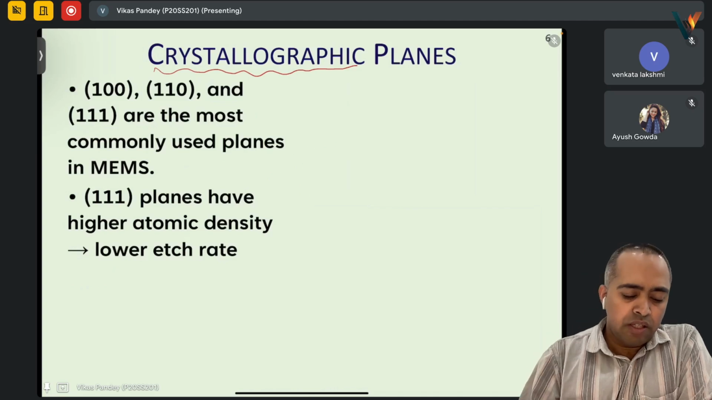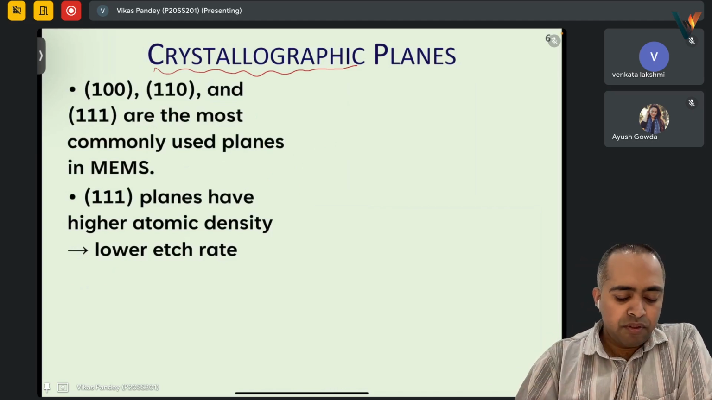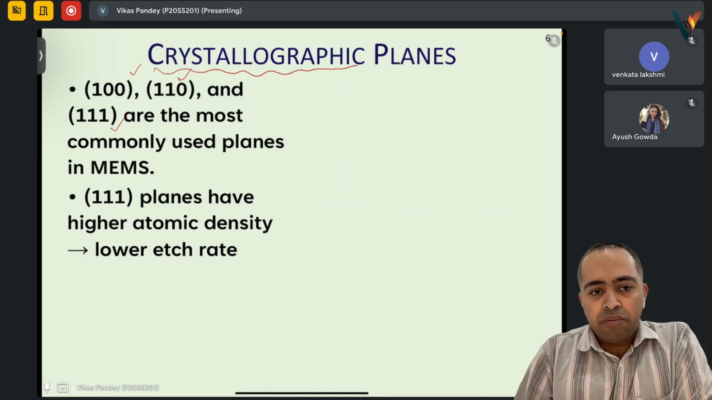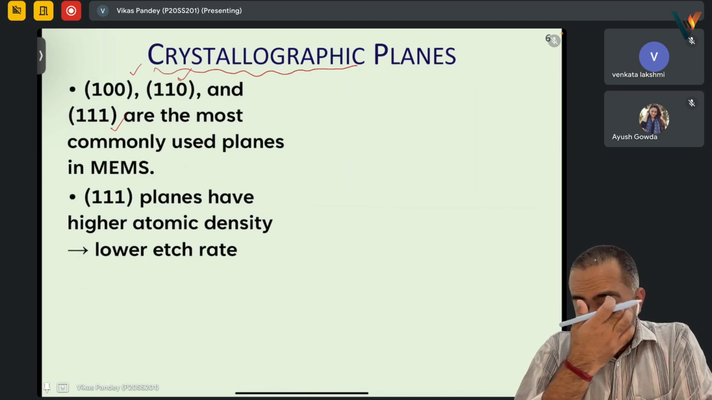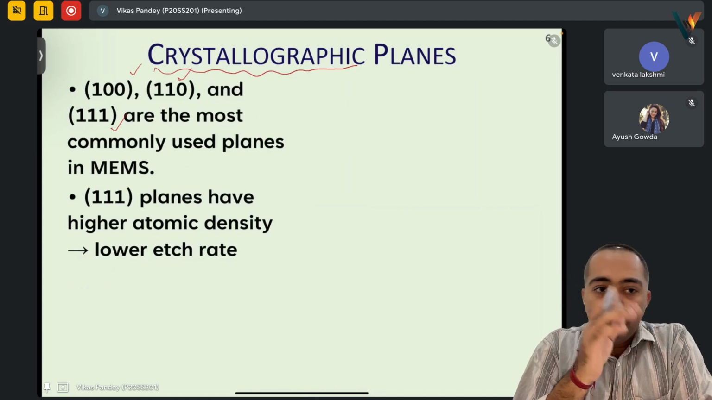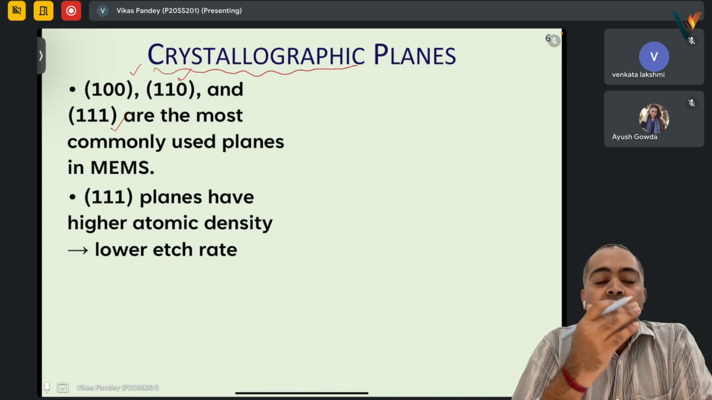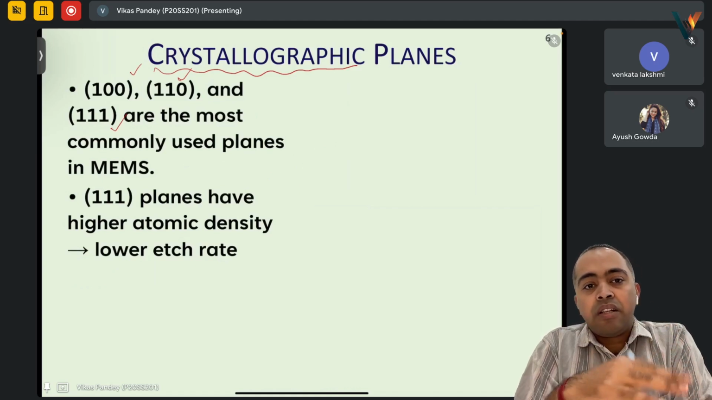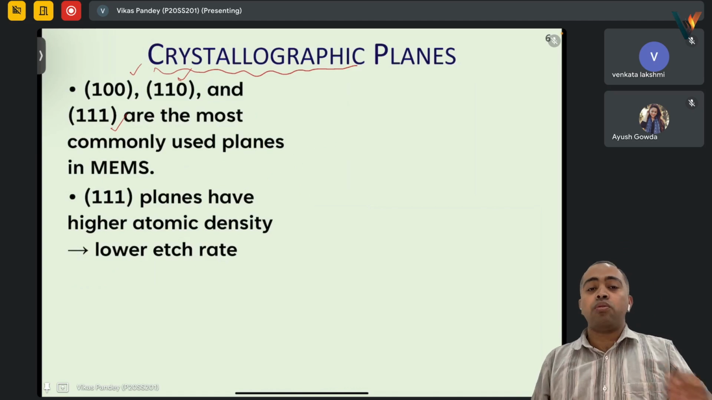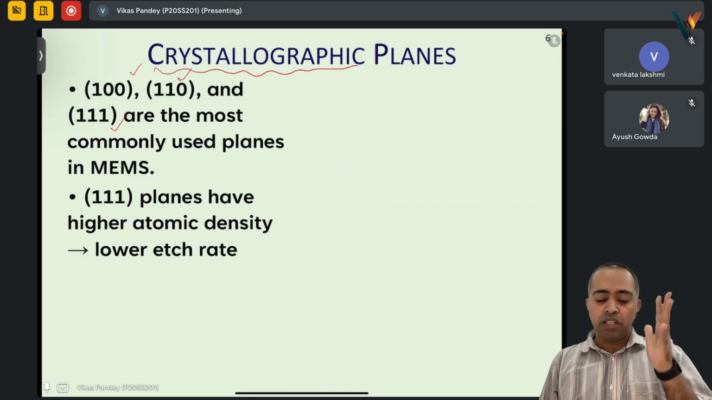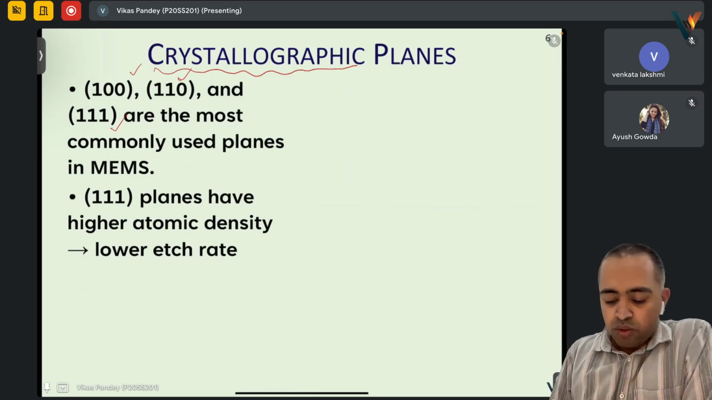Okay, so when we are talking about these crystals, we will see something called crystallographic planes very frequently, in which, if we talk about silicon, 100, 110, and 111 are the most commonly used planes in MEMS. Okay, and we will see that these planes play a role in how the etching will happen, how it will be cut and how it will not be cut. So we have to understand what this crystallographic plane is.